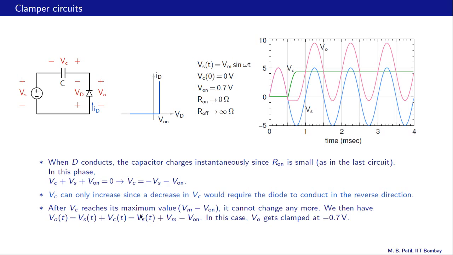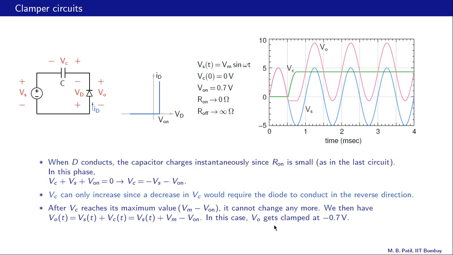After Vc reaches its maximum value, in this case, what is the maximum value? That depends on what is the minimum value of Vs here. What is the minimum value of Vs? The minimum value of Vs is minus Vm, which is minus 5 volts. So minus Vs is plus Vm at this instant, and therefore Vc reaches its maximum value, which is Vm minus V on, and after that it cannot change anymore.